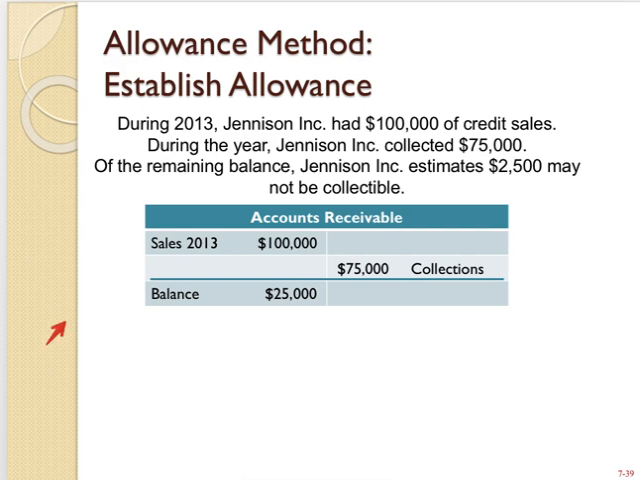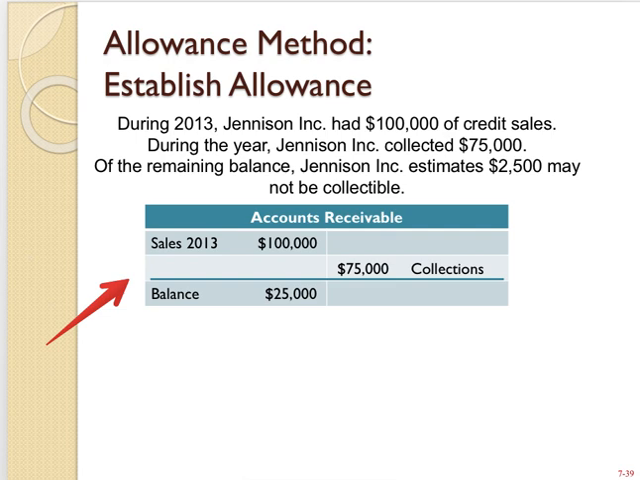Okay, so as you can see here, there's our sales of $100,000. It's on the debit side of accounts receivable, and that's just all throughout 2013. And then all throughout 2013, we collected $75,000 of that, and that's on the credit side, which reduces our accounts receivable. And that leaves us now with a balance of $25,000. And the problem is saying, of that balance of $25,000, we estimate that $2,500 may not be collectible. Again, I'm not going to talk in this video about how we came up with that estimate. I'm going to talk about that in the next video. But for now, I just want you to understand the mechanics, the journal entry.